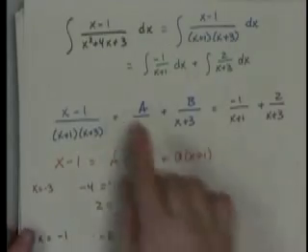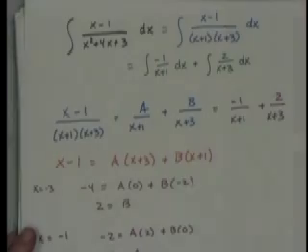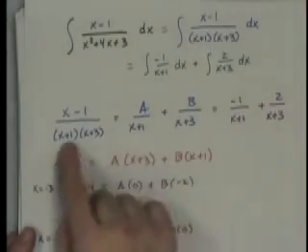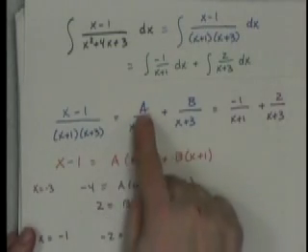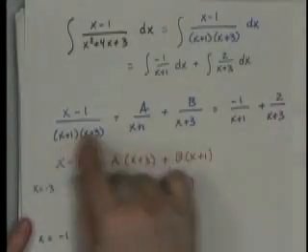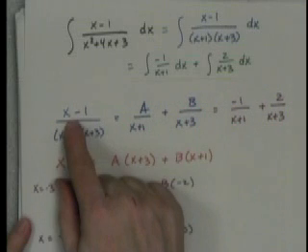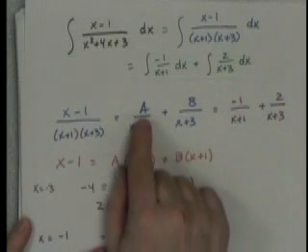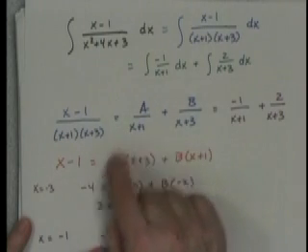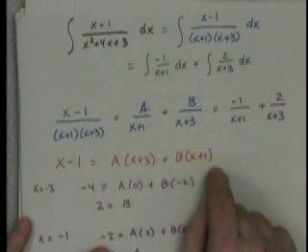So you should be able to factor x squared plus 4x plus 3 into x plus 1 times x plus 3. And so you end up with rewriting x minus 1 over x plus 1 times x plus 3 equals A over x plus 1 plus B over x plus 3. When you multiply everything by the common denominator, on the left you're just going to get what the numerator was. And on the right you end up with A times the other denominator plus B times the denominator that was under A. So you end up with A times x plus 3 and B times x plus 1.